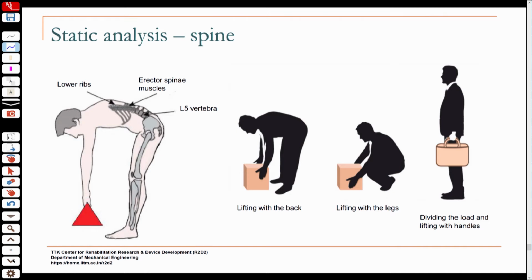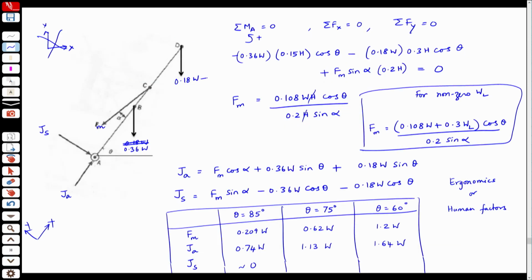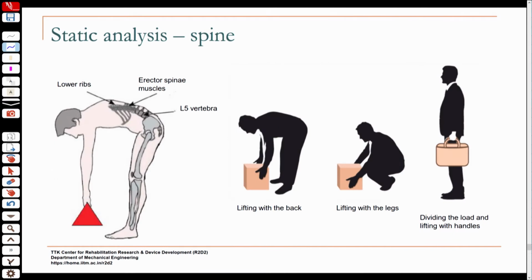Similarly, when you are lifting a load, we saw case one is you bend your trunk and then lift the load. You can analyze this similar to what we did just now, except that in addition you also have the WL, that is the case where you have this plus the load, and you have theta. I will let you do the analysis, but I will tell you three cases for which you can analyze this. So, you have theta equal to 35 degrees.